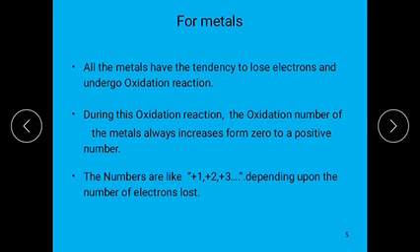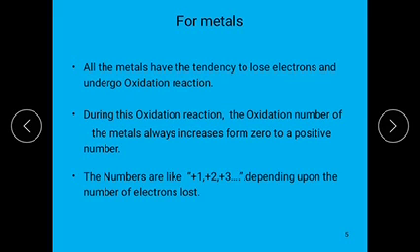Just now we discussed in the oxidation reaction topic that when an atom loses electrons, it forms cations. From the elemental state, the oxidation number is 0, and it forms ions. The ion's charge is always equal to its oxidation number.